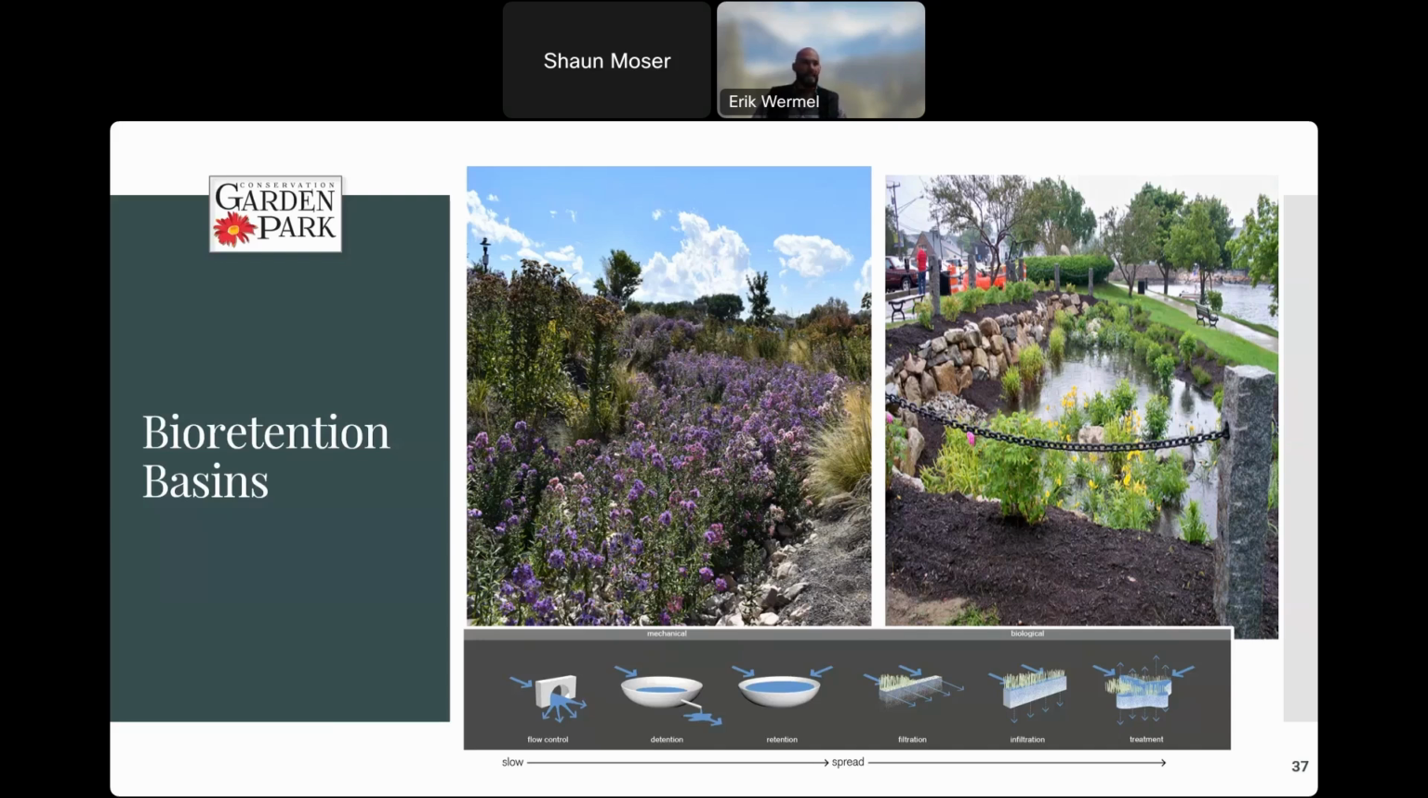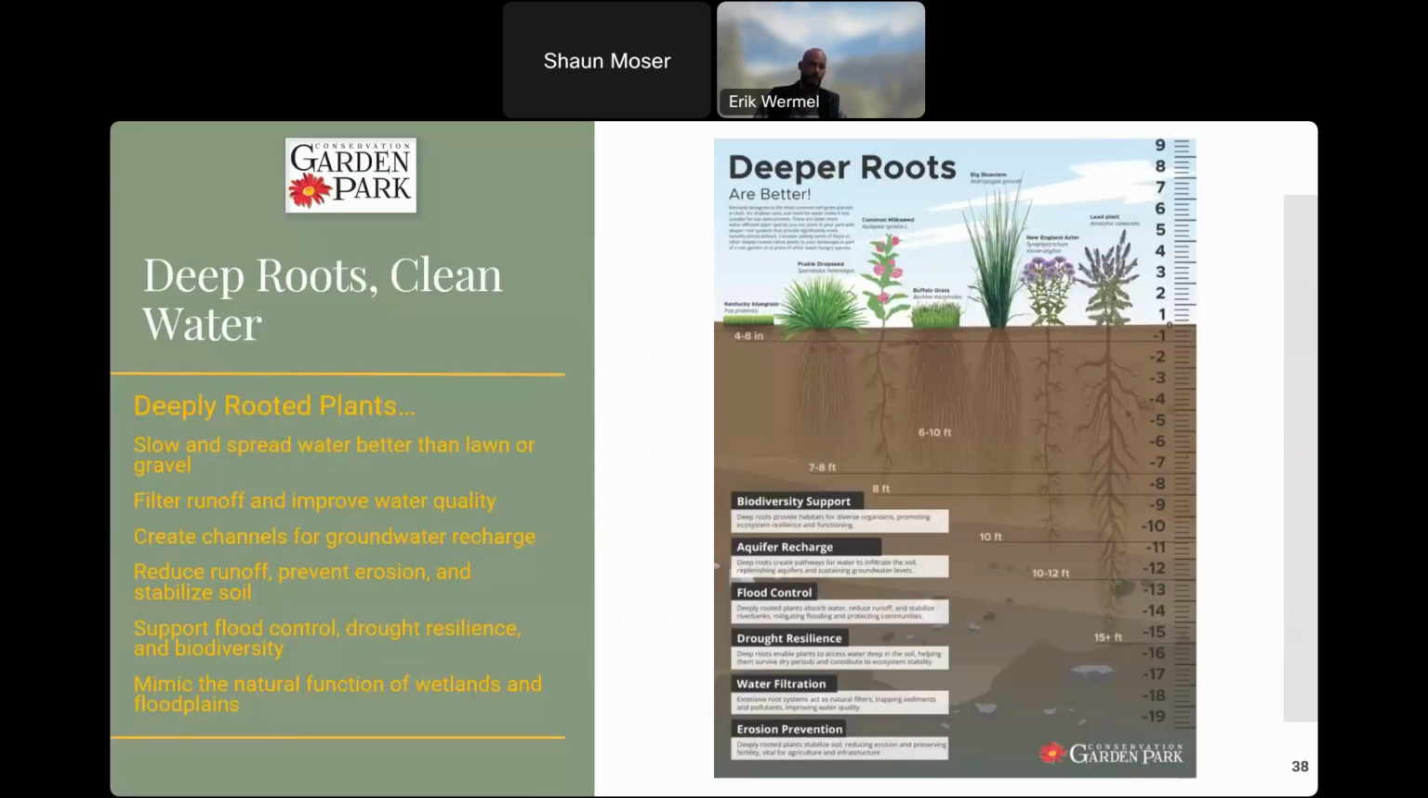So one of the things that does the heavy lifting in a bioswale and in a bioretention basin or rain garden are the plants themselves. So we'll talk a little bit more about that. Deeply rooted plants are a key element. They don't just look good, they slow water down, they spread it out, they help it soak in where it falls. And roots are natural filters. They pull pollutants from the water, and they improve overall water quality.